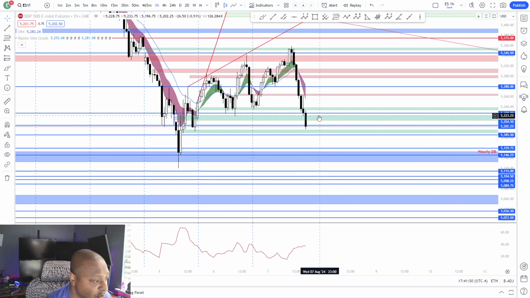We will see what happens overnight, and then the price may keep getting rejected there, break down the 5228 area again and keep coming down. Break down today's low, and then keep coming down to the subsequent levels.